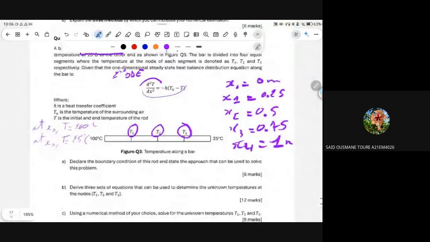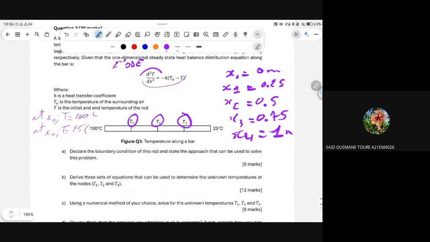So they say for question A, declare the boundary condition of this rod and state the approach that can be used to solve this problem. So what do you guys think? Have you already answered the question or not?